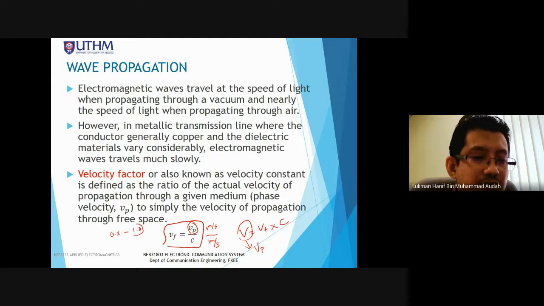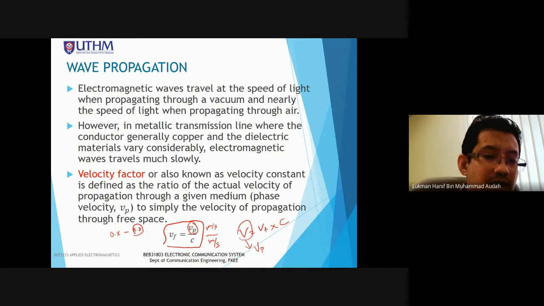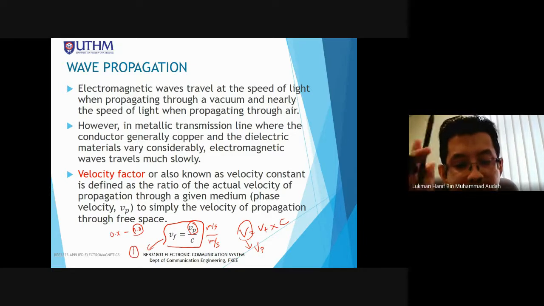Okay, so 1.0 yang tertinggi untuk vacuum medium. Dan kita akan lihat nanti tentang VF, macam mana nilai VF ini untuk material yang berbeza-beza. Okay, so this is the first, ini adalah persamaan pertama untuk mencari nilai VF. Nanti kita akan lihat persamaan yang lain.